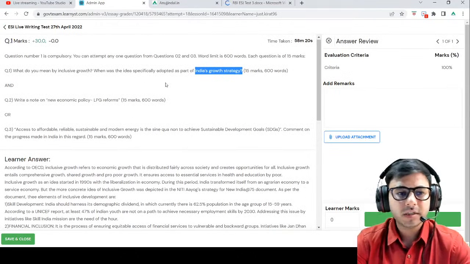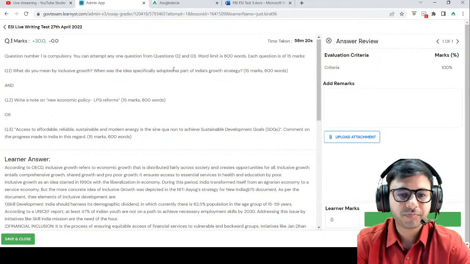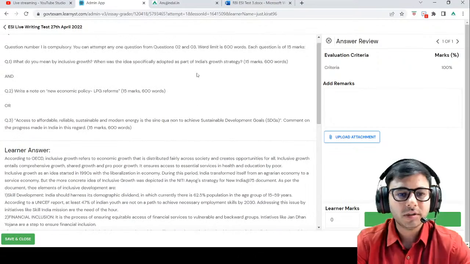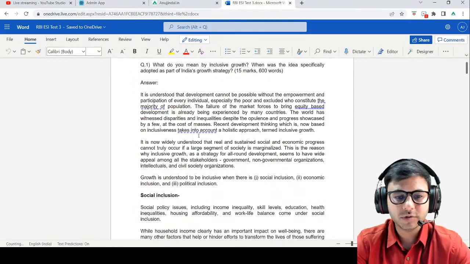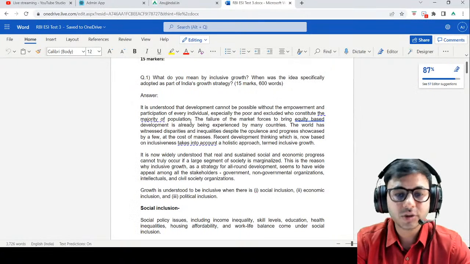Okay, what do you mean by inclusive growth? When was the idea specifically adopted as part of India's growth strategy? 15 marks, 600 words. So first of all, you have to define inclusive growth, and then you have to talk about India's history in adoption of the idea of inclusive growth.